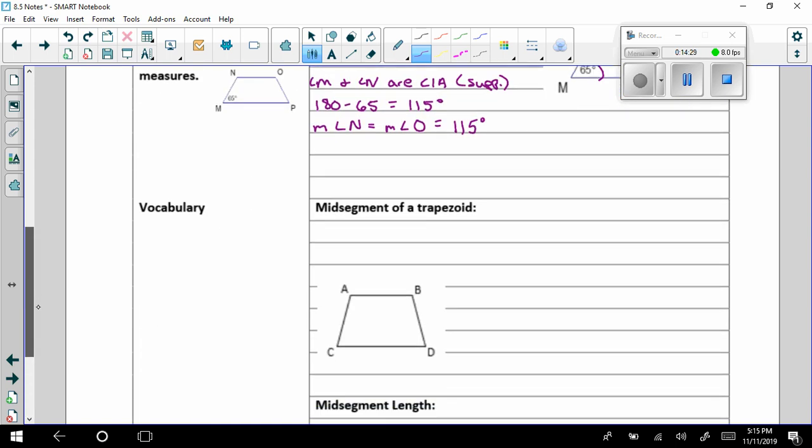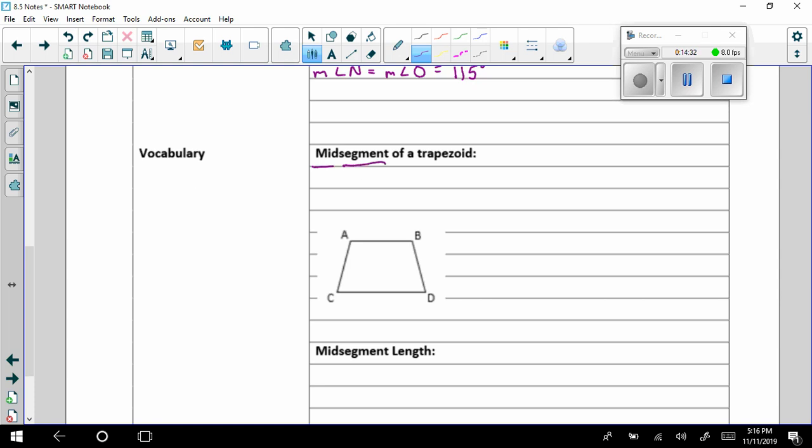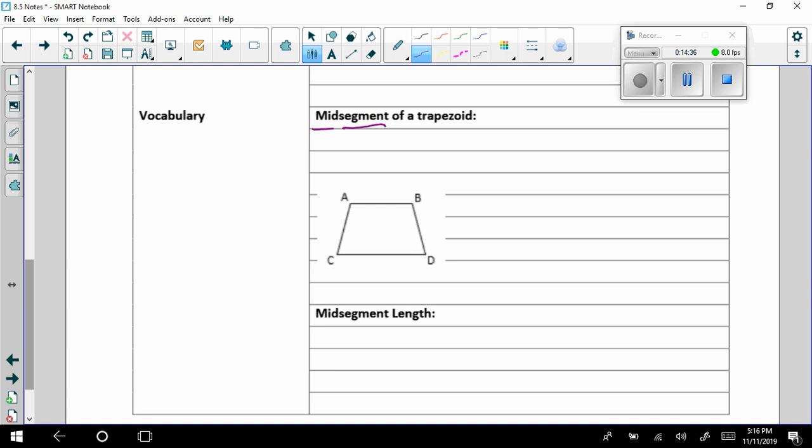Okay, mid-segment of a trapezoid. Mid meaning middle, segment meaning line. So the middle line of a trapezoid is a segment that connects the midpoints of the legs. Remember, a midpoint is halfway between two points. So the mid-segment connects the midpoint of AC, so if this cuts this in half, with the midpoint of BD, so if this cuts this in half. Now this works in every trapezoid, that's why I didn't mark these the same. This looks like an isosceles, but we're not going to make that assumption. So if this was isosceles, these two would be the same here also. Then they would all four be the same length.